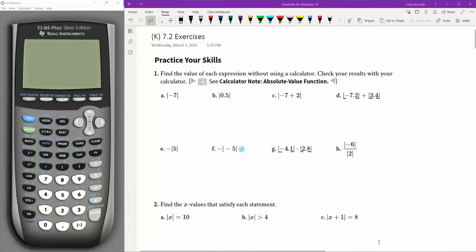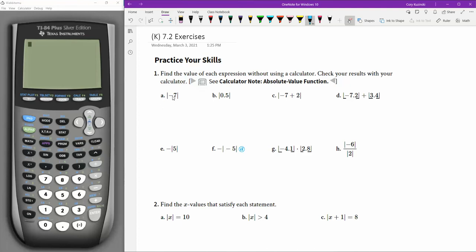Going to do the 7.2 Practice Your Skills Solutions. This section is piecewise functions and absolute values. I'm actually doing it for a second time because I noticed some typos. So I corrected those, as you can see here in D. That will change our answer actually pretty dramatically.